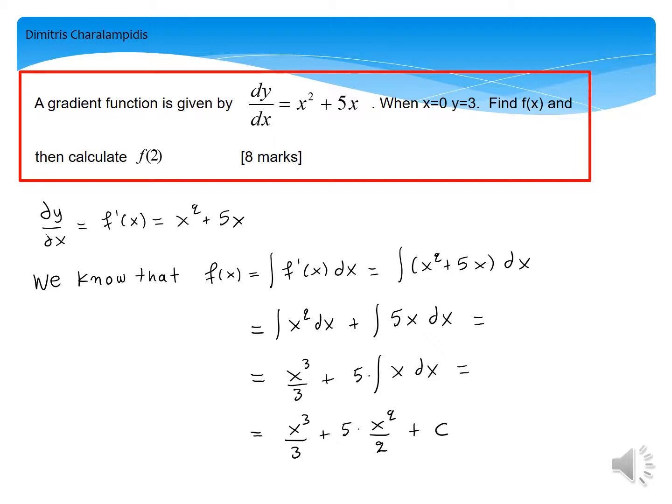And since it's an indefinite integral, we should not forget about the constant value c we put at the end. So finally, f of x will be written in the form x cubed over 3 plus 5 times x squared over 2 plus c.